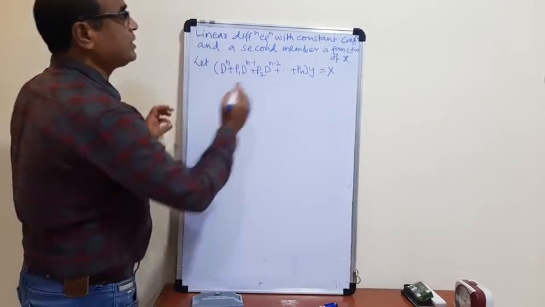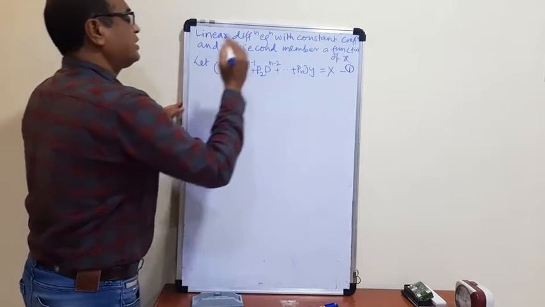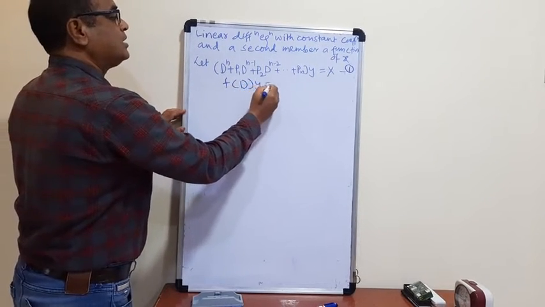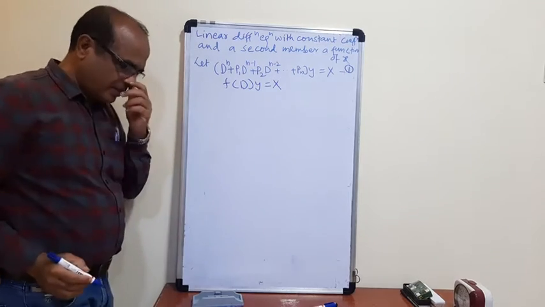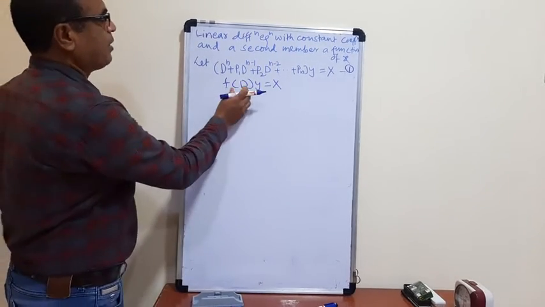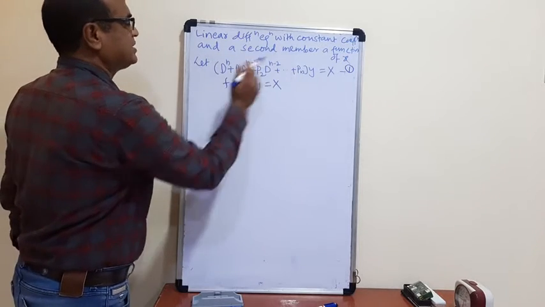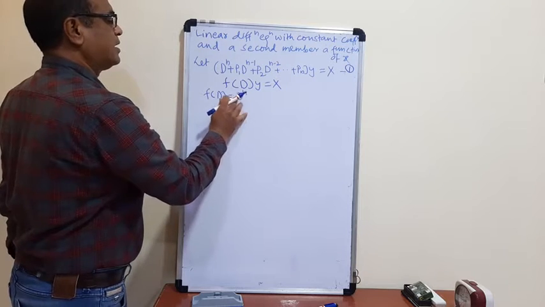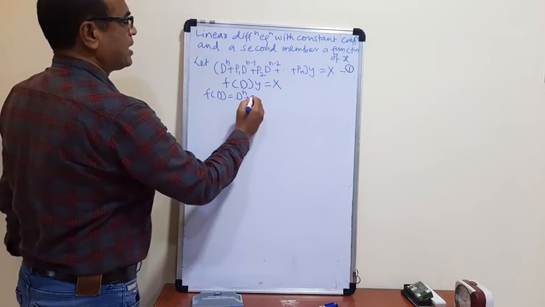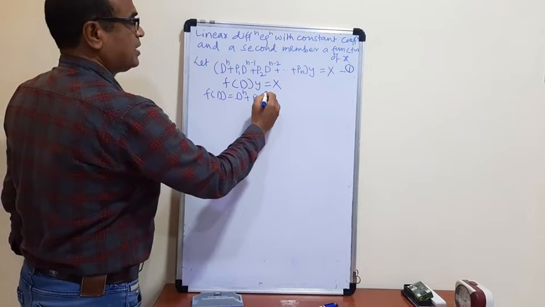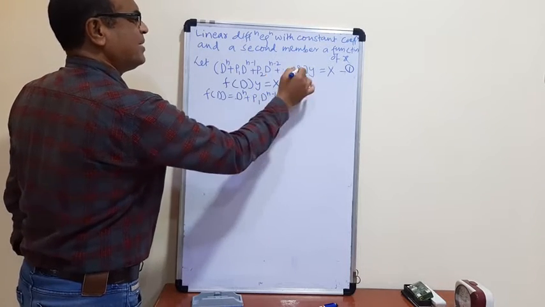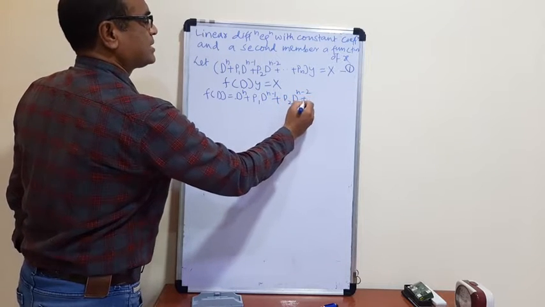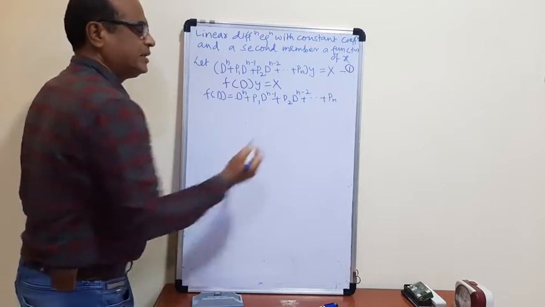This is equation number 1. This equation can be written as f of D y is equal to X. What is f of D? It is a function of D. F of D is D raised to n plus p1 D raised to n minus 1 plus p2 D raised to n minus 2, and so on, plus pn. So this is f of D.